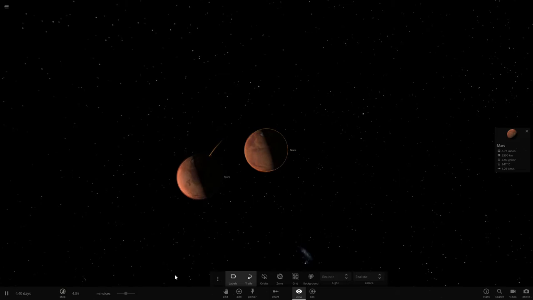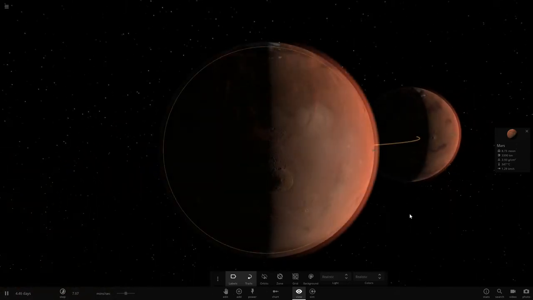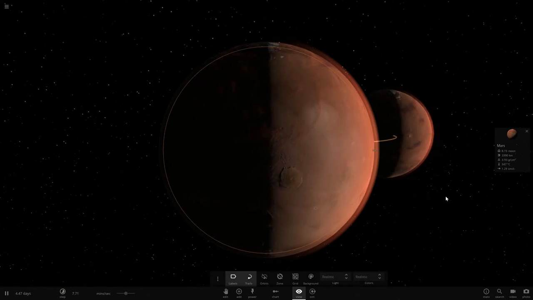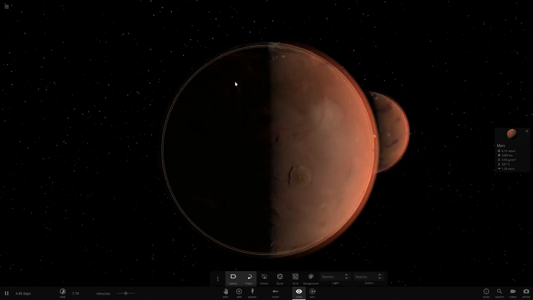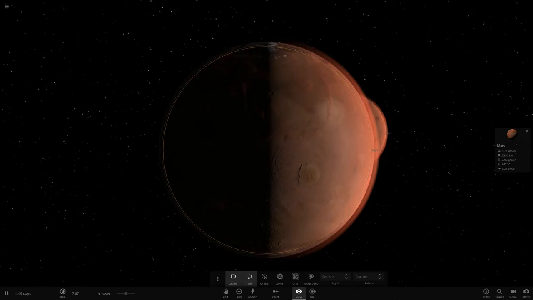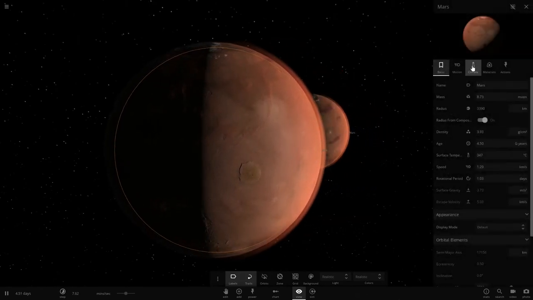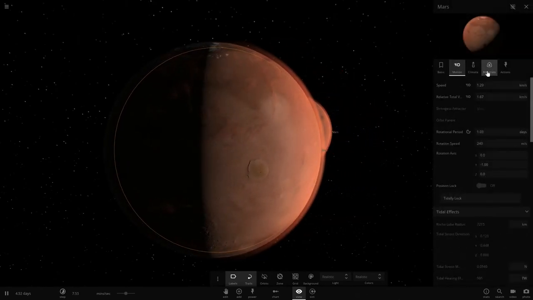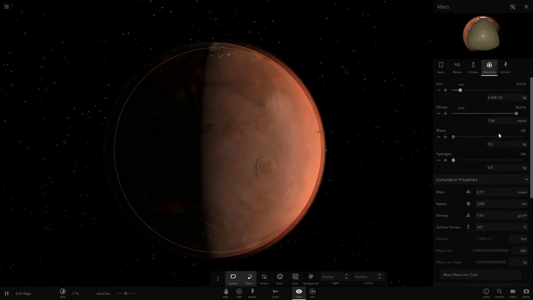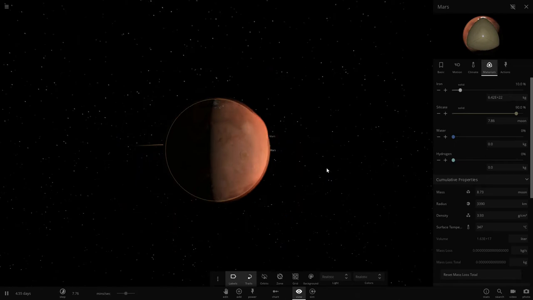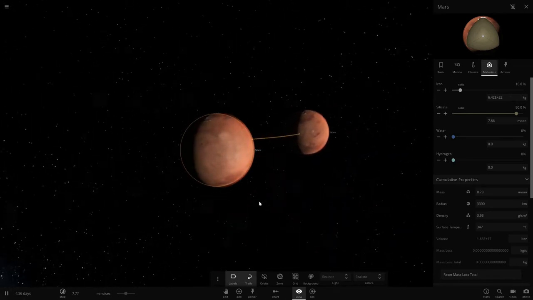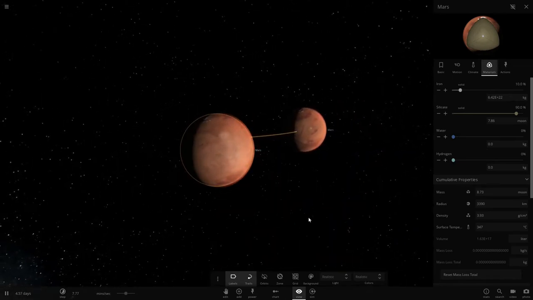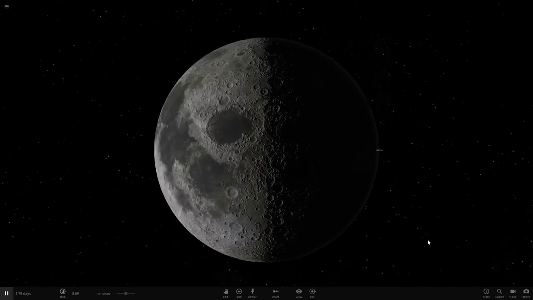Now our two Marses are orbiting each other at around one diameter away from each other, which is around 3,500 kilometers or 2,000 miles. And they look kind of normal, right? There's no obvious effect. These planets are intact. Now there are some interesting effects going on, and we'll talk about those in a moment. But first let's go to another one of our close neighbors, our very own moon.